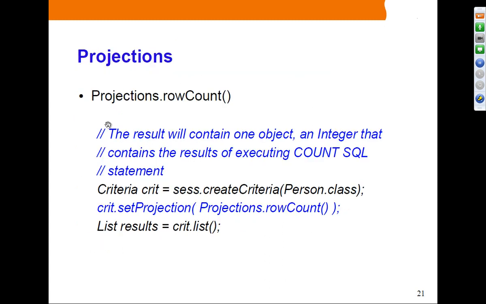So you say Projections.rowCount. In this case, we create a criteria object, and then you set the projection, and you say Projections.rowCount. When you perform list, in this case, it will return just one object. So this list will have a single object.